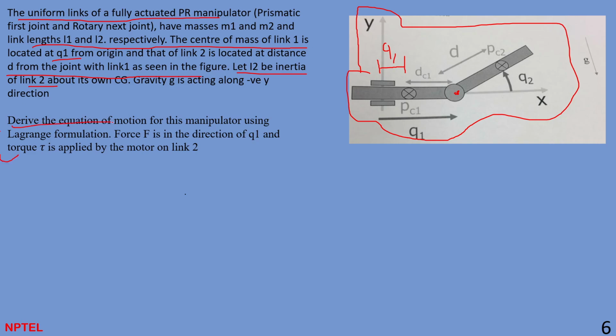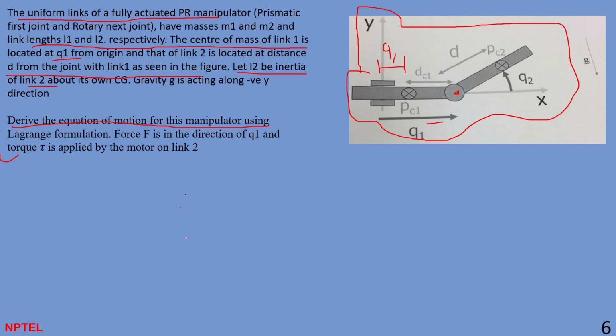Derive the equation of motion for this manipulator using the Lagrangian formulation. Force F is in the direction of Q1. Q1 is the generalized coordinate of the prismatic joint, and Q2 is the generalized coordinate of the revolute joint. Basically, Q1 is like D, which is changing, and Q2 is basically theta. So there are two terms, a force and a torque term, and you need to derive this equation.